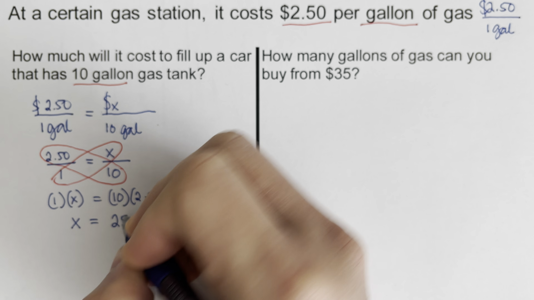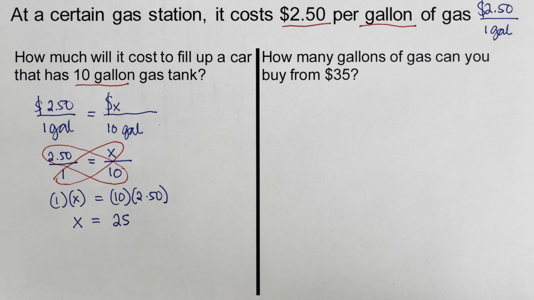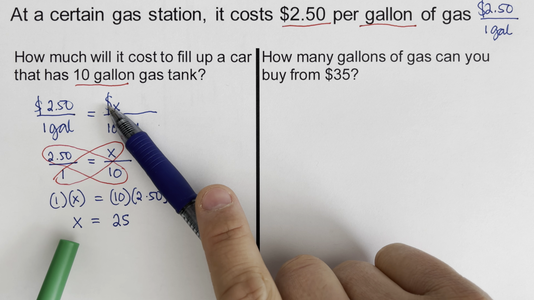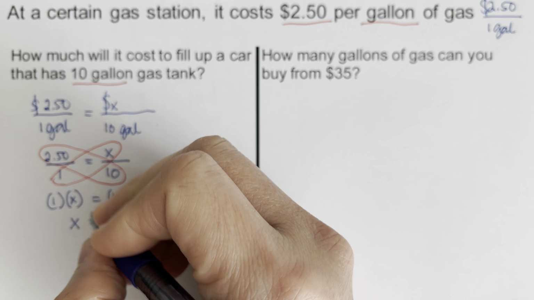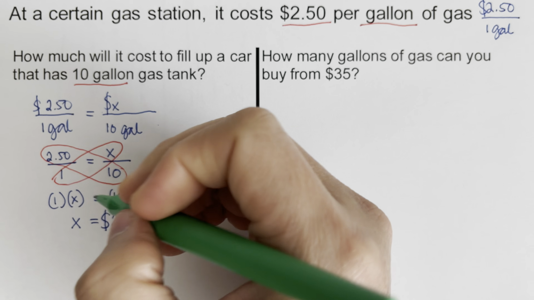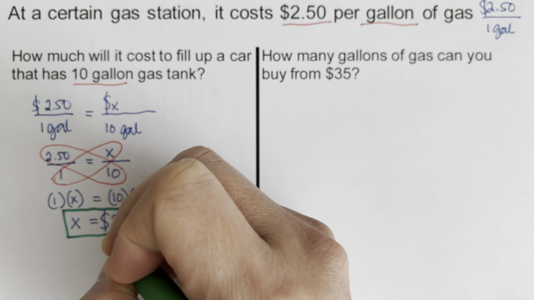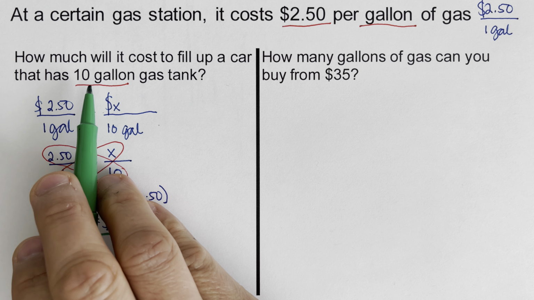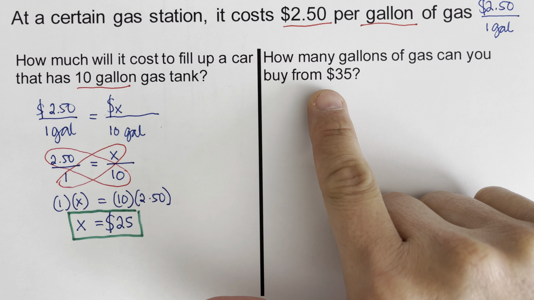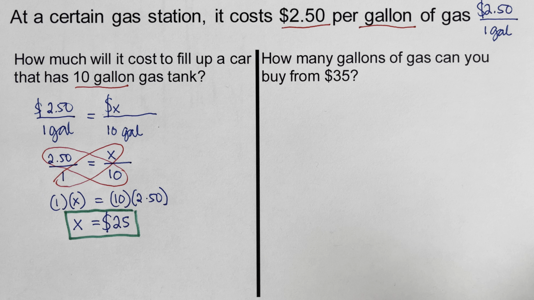If we look at the original equation, our x is in dollars, so this x shall be represented as dollars. This is the amount that we need to pay in order to fill the 10-gallon gas tank. At this time, I would encourage you to pause this video and try this problem out on your own. And when you're done, unpause it and check your answer.